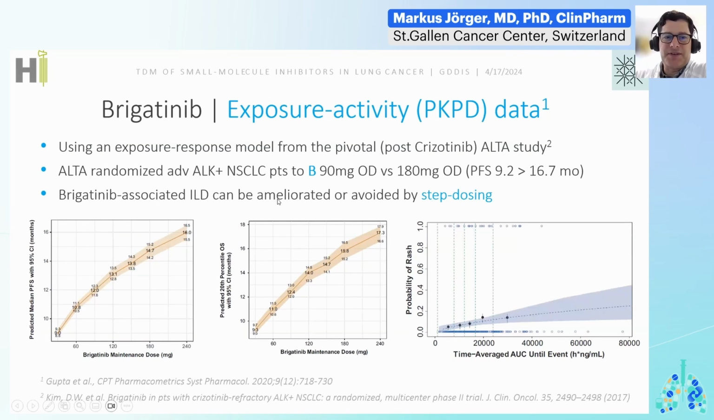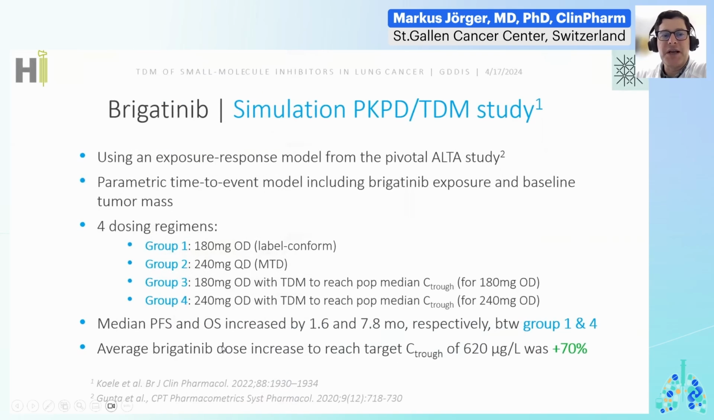These data also were the base for the step dosing, where investigators have seen that if you do the step dosing, that you can ameliorate some of the toxicities. And these data have been taken as a base for a pretty extensive simulation trial also from our Dutch colleagues. They simulated patients in 4 dosing regimens, so the approved 180 mg, the MTD dose of 240, and then 2 groups that targeted a median C trough for 180 OD or 240 OD.